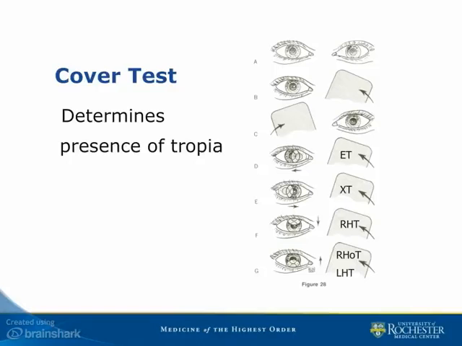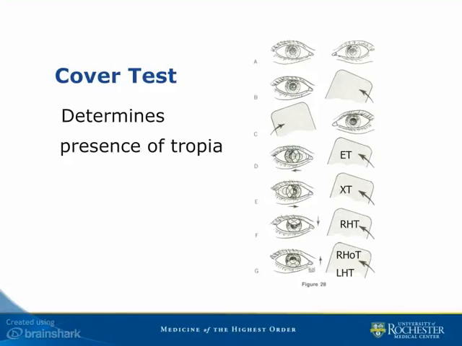Cover testing can determine the presence of a manifest tropia in patients with small deviations. In patient A, you are unsure whether the eyes are turned or not. In slide B, you're covering up the left eye and there's no shift to the right eye. This still leaves the option that the left eye is turned. In slide C, we see when you cover the right eye, there's no turn with the left eye. So patients B and C have orthotropia.